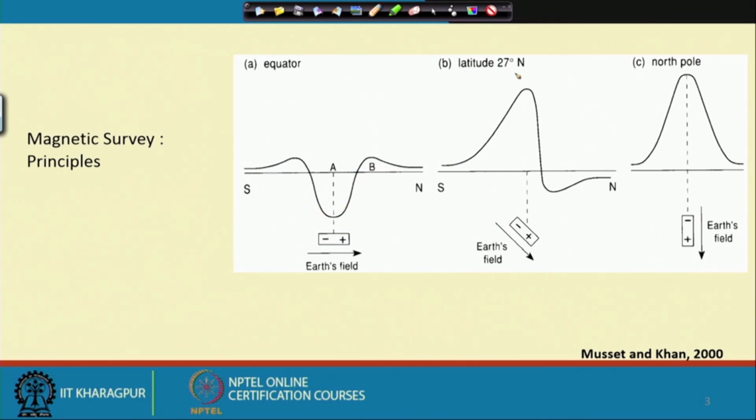If the same measurement is done at a latitude which is 27 degrees north, and there the Earth's field is inclined or oblique, then we get an anomaly pattern which will be more asymmetrical over here, and this is the anomaly pattern which we will be getting at the north pole, because the Earth's magnetic field will be exactly vertical there.